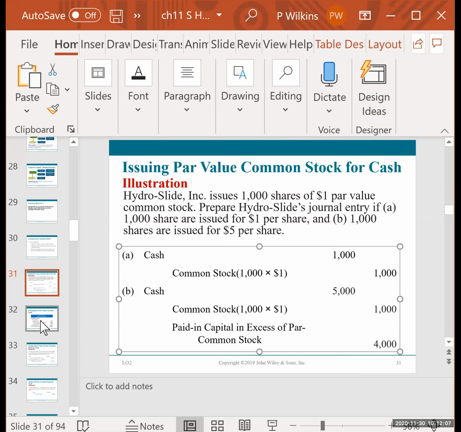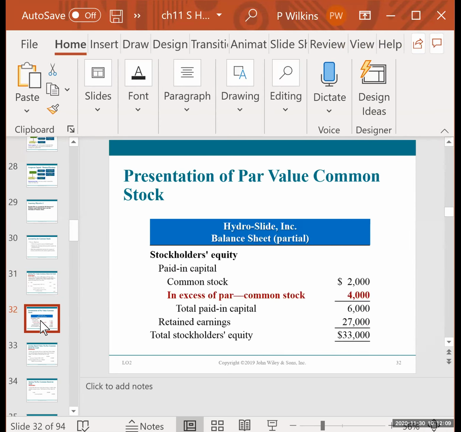Okay, now when we go to the next slide, you'll see here that it's showing the section of the stockholders' equity now, and it's getting a little bit more advanced than it was before. Before we just had common stock, right? Now we have this section labeled paid in capital. We have common stock listed, and then below that we have in excess of par common stock. Now, if we also had preferred stock, we would have preferred stock listed in here as well.